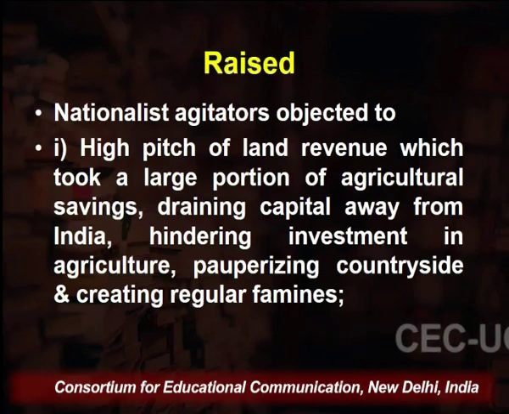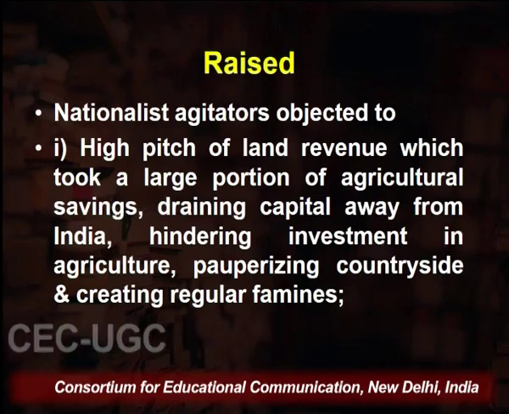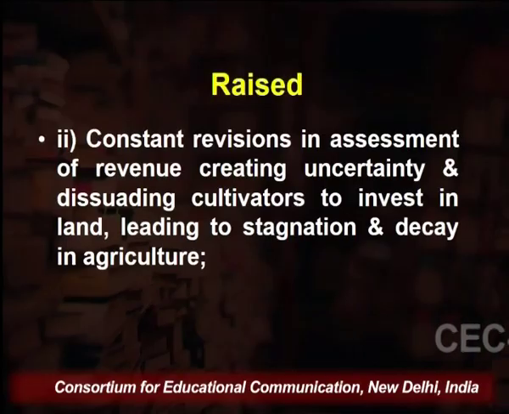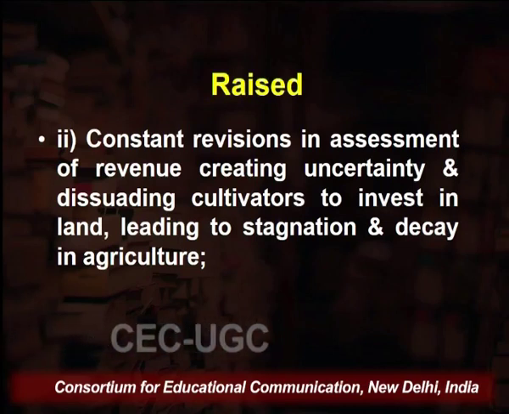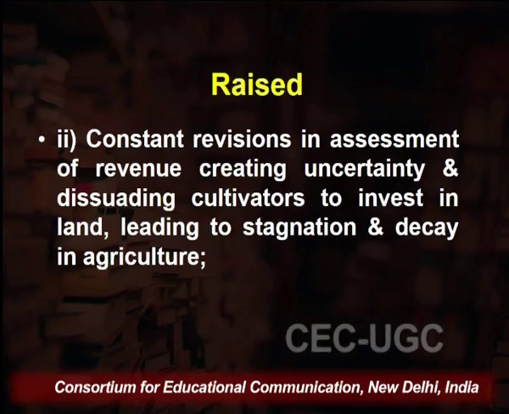various kinds of famines during that particular period, when Indians did not have resources to sustain themselves. We also find that the British were revising their land revenue collection at different points of time, the way they were assessing the revenue, and this also created some kind of uncertainty. And many times the cultivators were dissuaded from investing in the land, leading to stagnation and decay in agriculture.